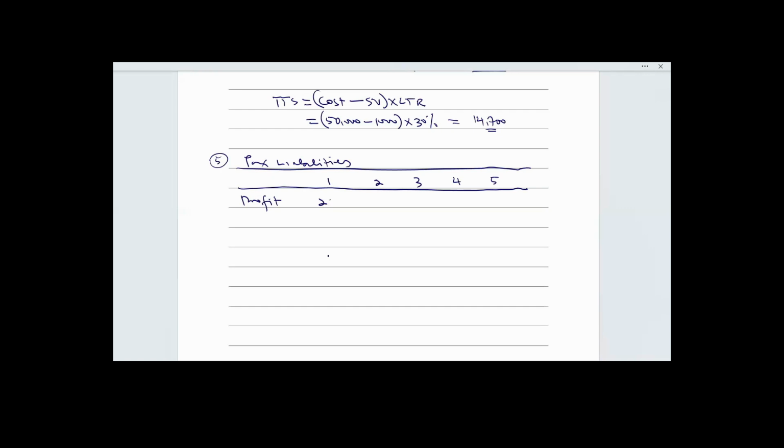So here is 28,000. Profit for year 2, 28 what, Sam? 28,630. Year 3? 28,944. Year 4? 26,521. Thank you. So before you pay your tax liability, you need to deduct your capital allowance.